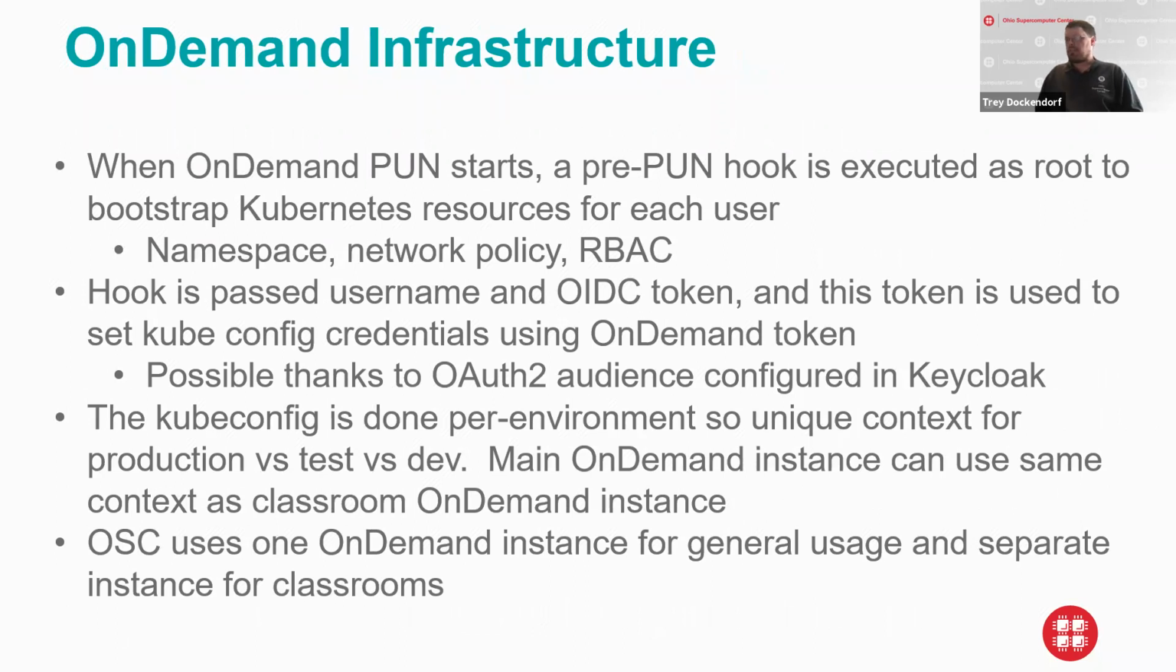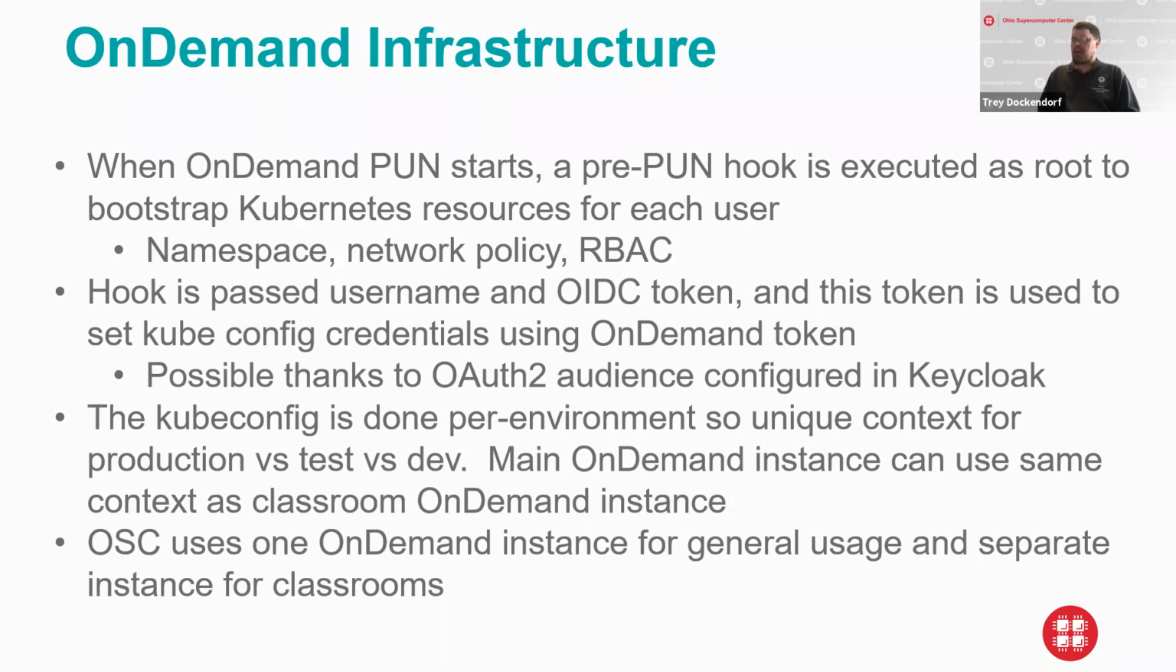Some of the on-demand infrastructure to support this, which I covered a little bit, was we added a pre-pun hook. This hook is executed before the user processes spawn on the on-demand web node. This hook will bootstrap Kubernetes resources such as the namespace, the network policy, which prevents users from seeing each other's pods, and the role-based access controls.